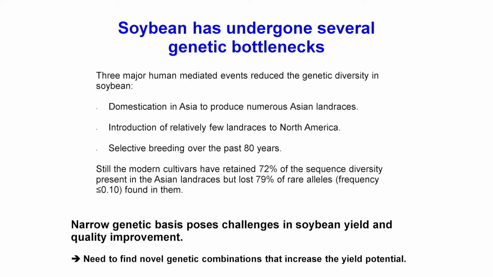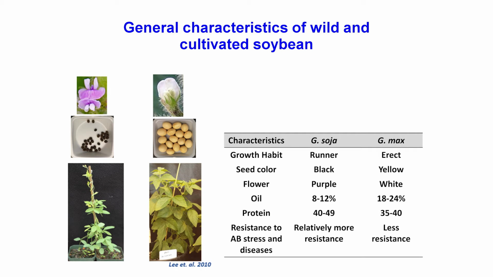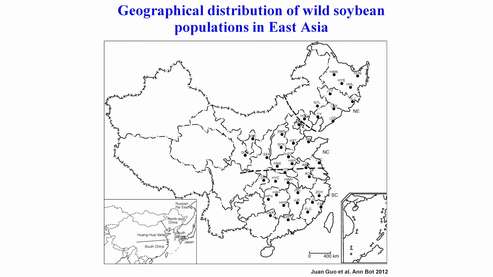So we have to look into the evolutionary aspect of soybean, which originated from a common ancestor. The cultivated soybean originated from the wild Glycine soja about 9,000 years back. You can see the difference between cultivated and wild species. The wild species have distinct characteristics when compared to the cultivated one. Most of the wild species originated from East Asia and some parts of eastern Russia.